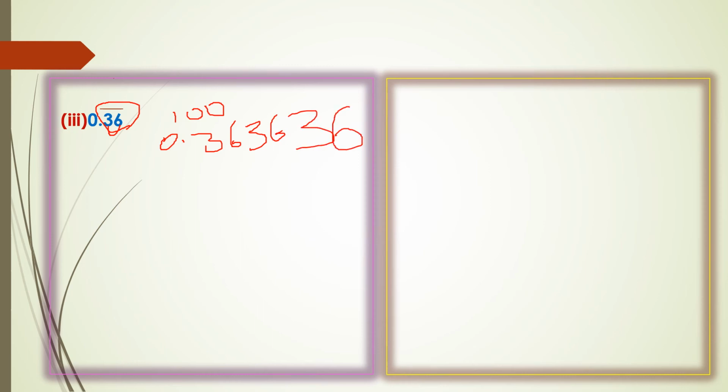So here is your next question, 0.36 bar. If you observe carefully, the bar is for 2 digits. If the bar is for 2 digits, you should multiply by 100 on both sides. Simple. 0.36 bar means you should repeat 36, 3636. If it is only for 6, you should repeat 6 only. If it is for 36, you should repeat 3636.